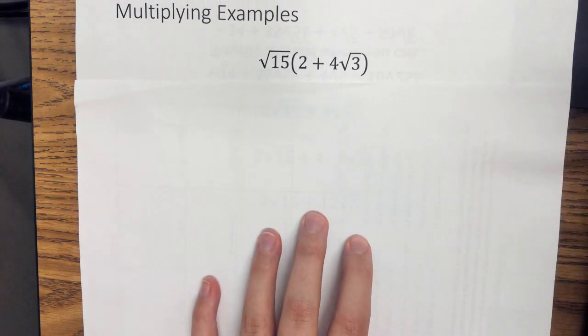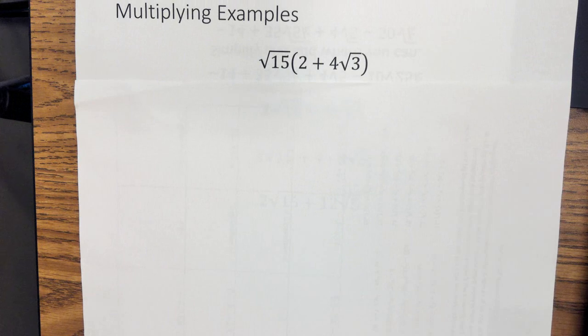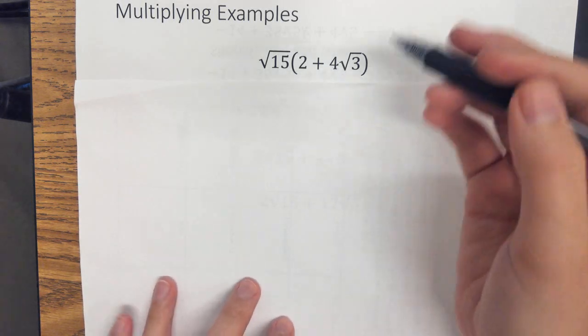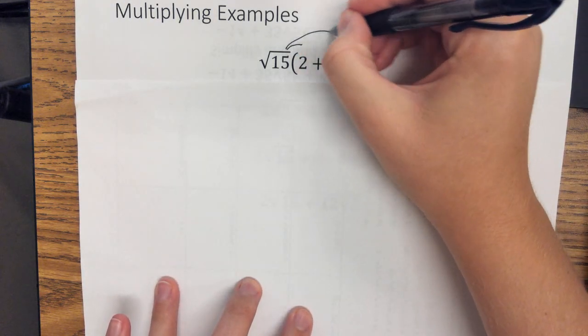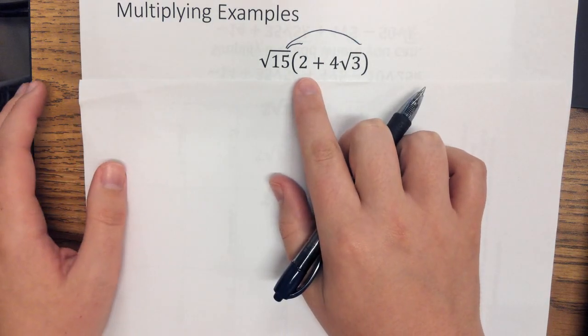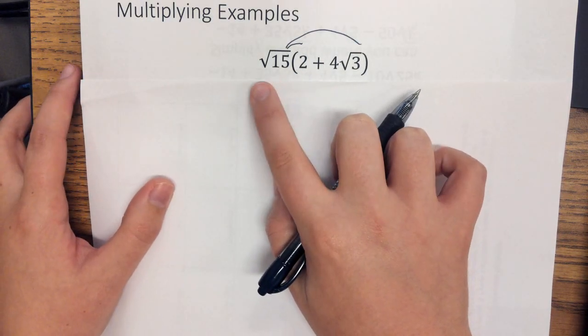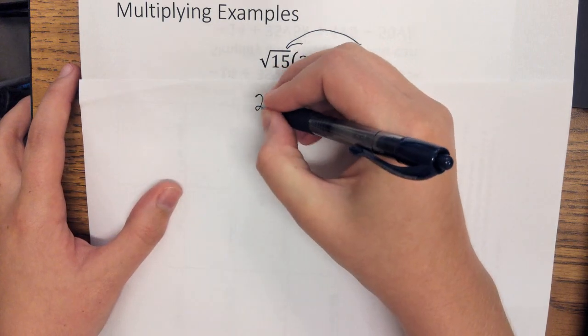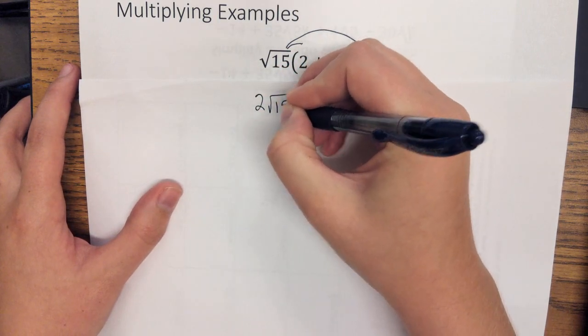So still nothing really is going to simplify before we start multiplying. But now I have these parentheses. And just like anything else with parentheses, a number in front of parentheses should make you want to distribute. So that's what we're going to do. Now square root of 15 times 2, this is not a square root, so it's just going to go right on the outside. 2 square root of 15.